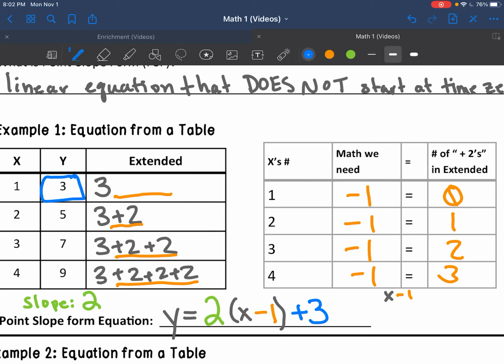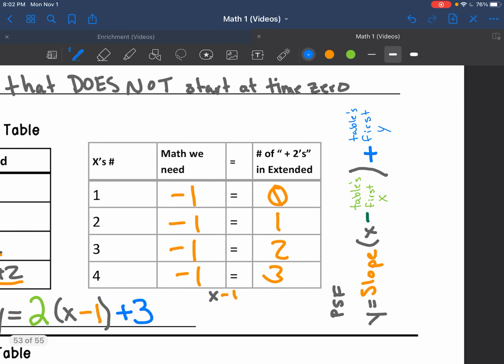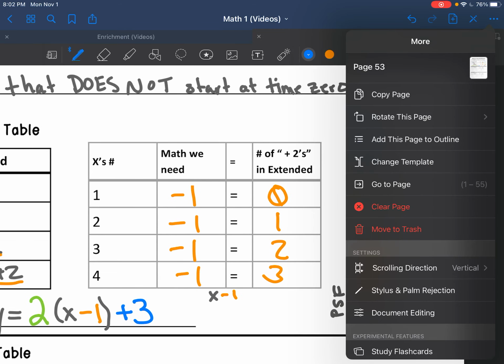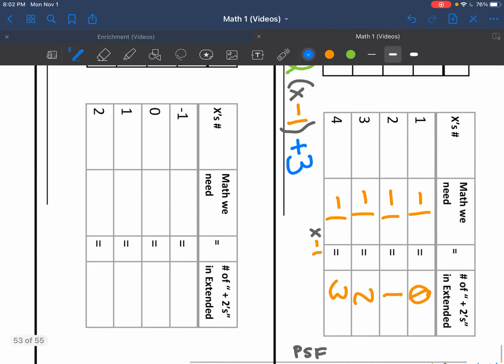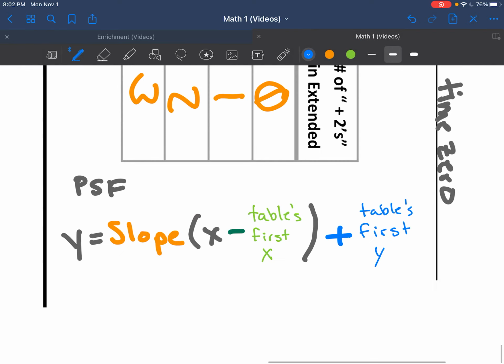Now I have a little love note on the side over here that I want you to try and write out. So let me see if I can rotate my page here. Okay, so on the side, I have point slope form, right? This is point slope form. And we have y equals our slope, parentheses, x minus the table's first x, plus the table's first y.